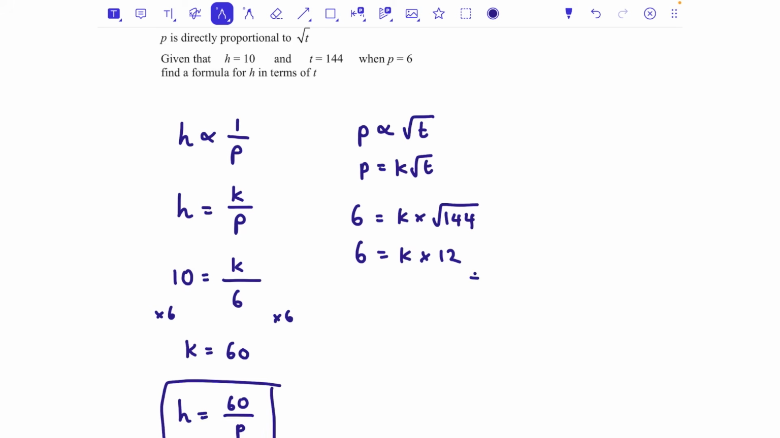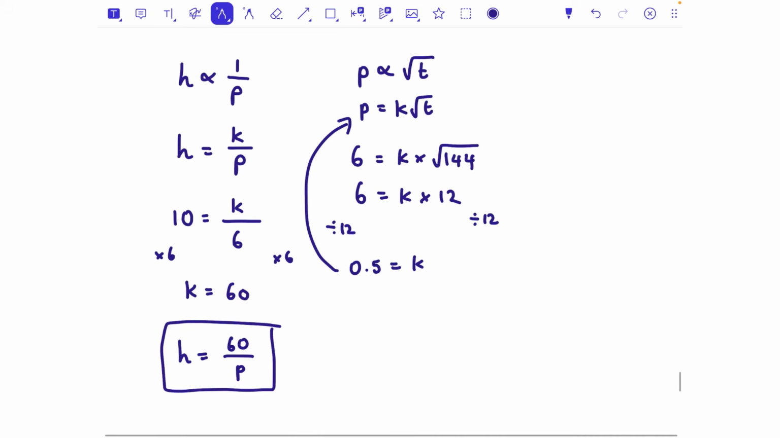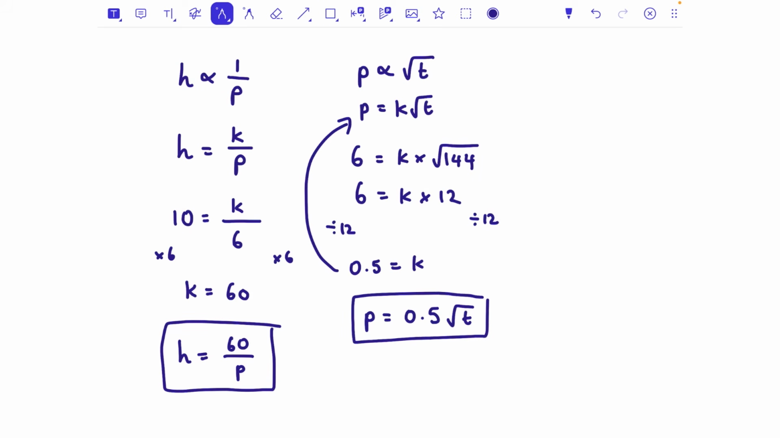I want to work out what K is, so I'm going to divide both sides by 12. So you can use 0.5 or a half. I'm just going to use 0.5 is K. Always go back to that second thing you wrote, and we're now going to say that P equals 0.5 root T. So I've got my two different formulas.